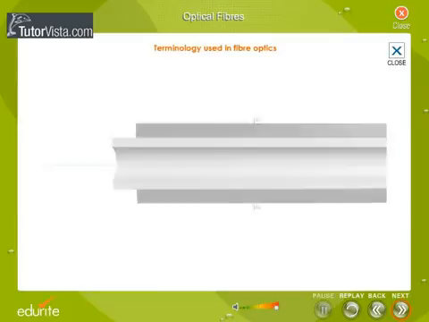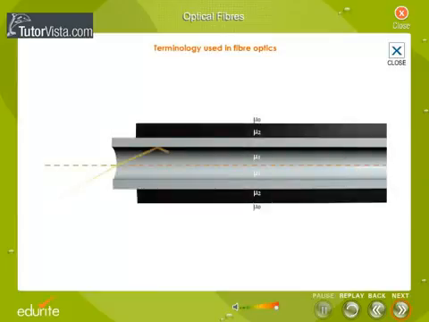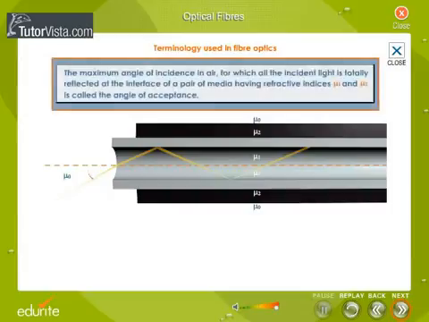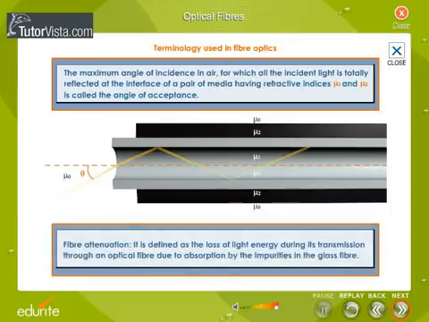Terminology used in fiber optics. Here you can see a ray of light traveling from air of a refractive index μ0 into an optical fiber. The maximum angle of incidence in air, for which all the incident light is totally reflected at the interface of a pair of media having refractive indices μ1 and μ2, is called the angle of acceptance. Fiber attenuation. It is defined as the loss of light energy during its transmission through an optical fiber due to absorption by the impurities in the glass fiber.